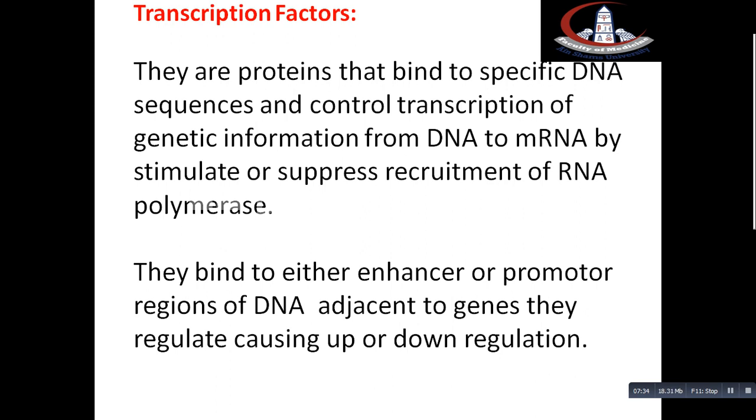Number three, to recruit co-activator or co-repressor proteins to the transcription factor DNA complex. What are the types of transcription factors? We have many types. Number one, the general transcription factors such as TFIIA, IIB, IID, IIE, IIF.